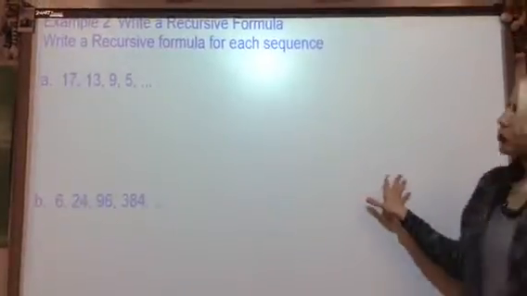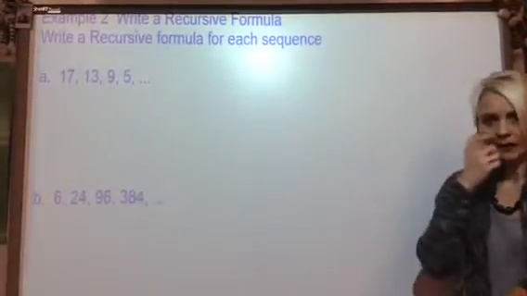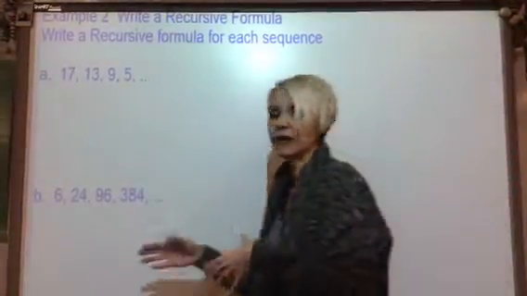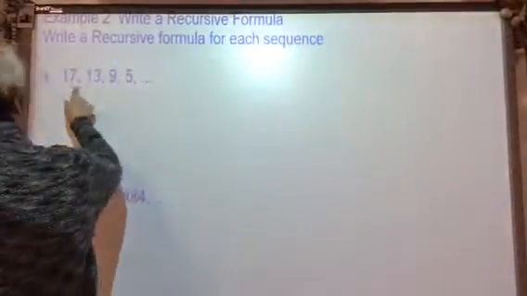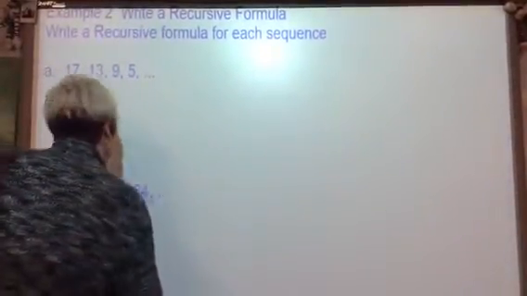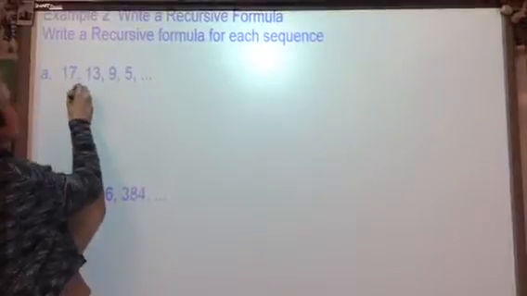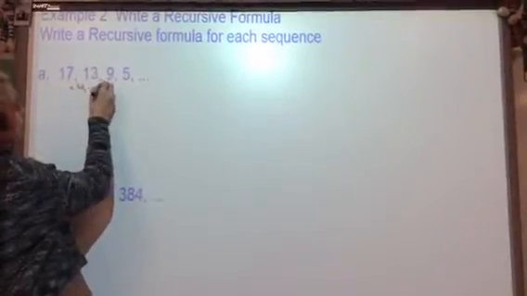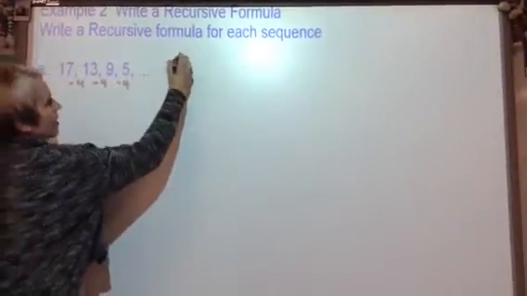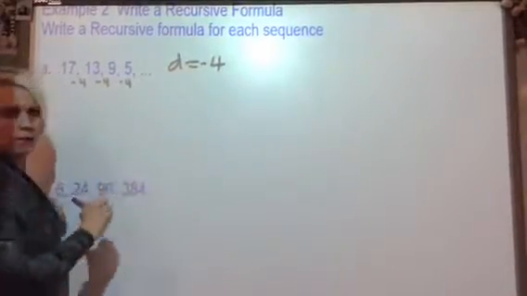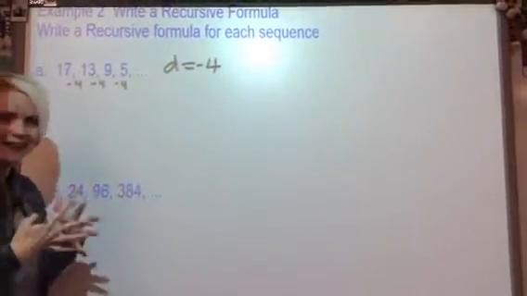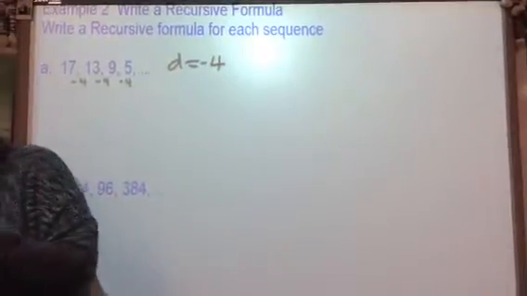So in example 2, you're going to write a recursive formula for the sequence. Let's follow the steps. Step 1, is it geometric or arithmetic? So let's look at this and see. Well, from here to here, it looks like I'm subtracting 4. Here, subtracting 4, here, subtracting 4. I'm thinking this is a common difference of minus 4. You can look at it and see if you can multiply anything to see if it matches.